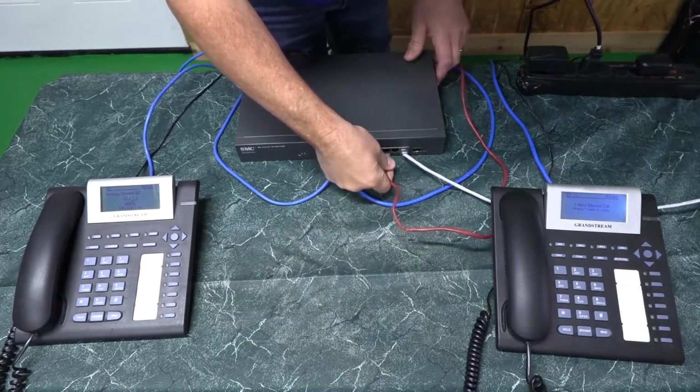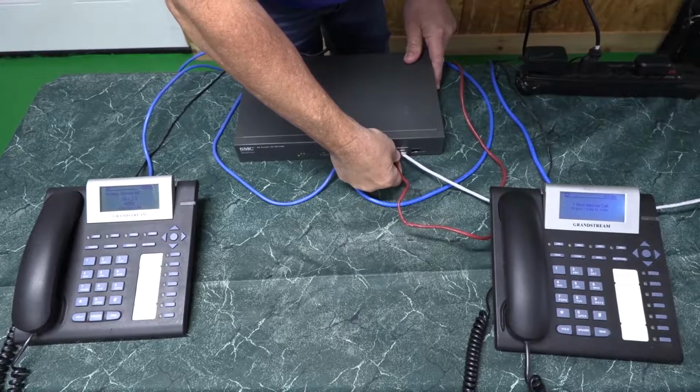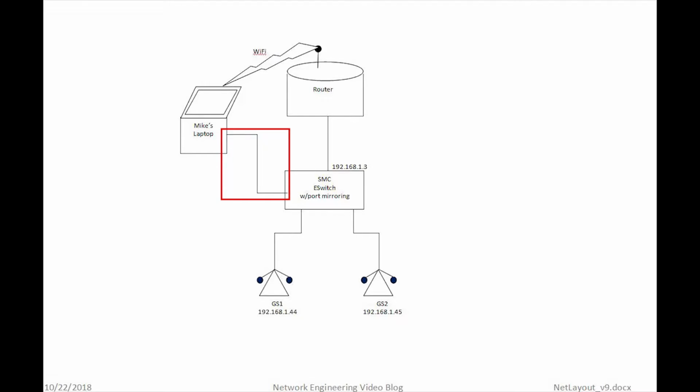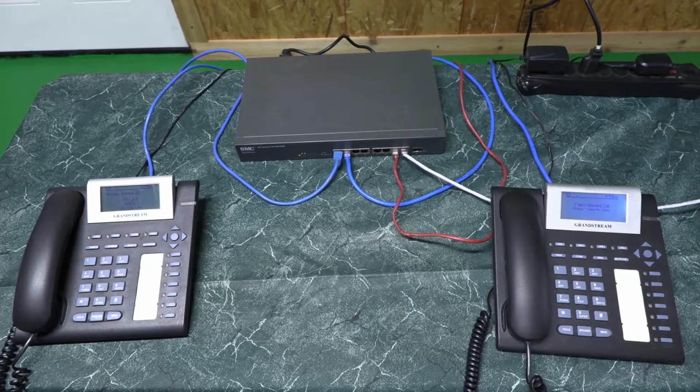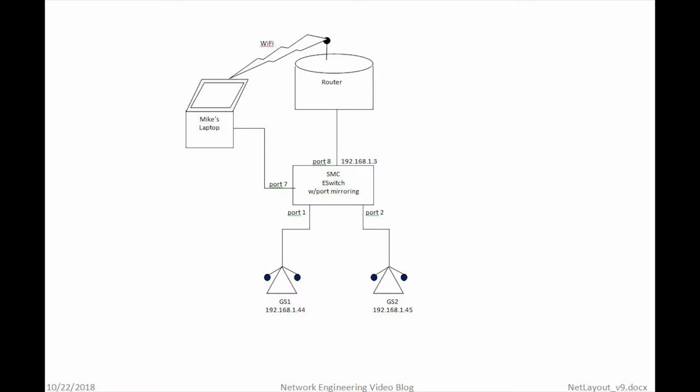To capture the SIP traces from the Ethernet switch, I'm connecting an Ethernet cable from my laptop to the Ethernet switch. I'm using a Sabrent USB to Ethernet adapter that's plugged into my laptop to give it an extra Ethernet port. At this point, I'm done with the physical cabling of our new SIP testbed. I've updated our drawing to show which ports on the Ethernet switch are connected to phone GS1, phone GS2, the router uplink, and my laptop.